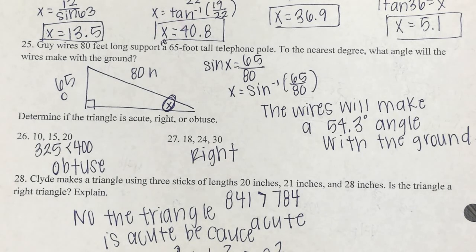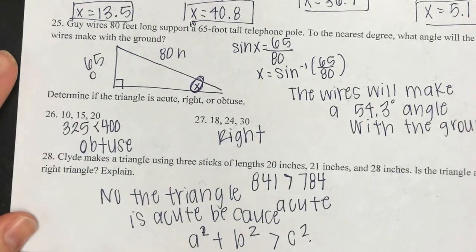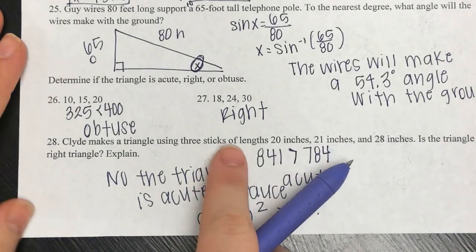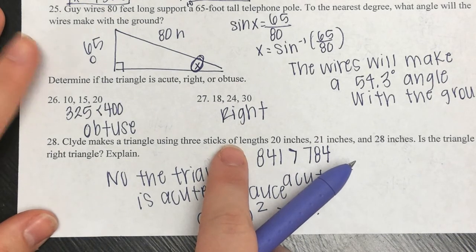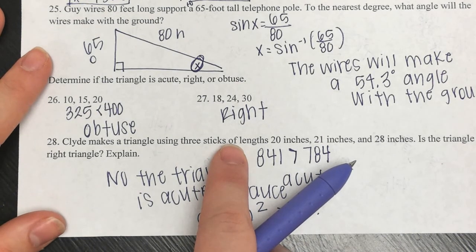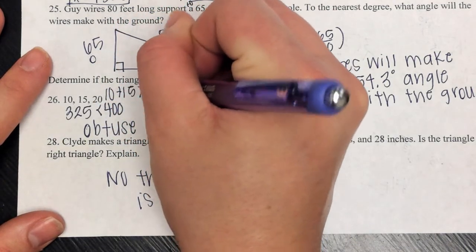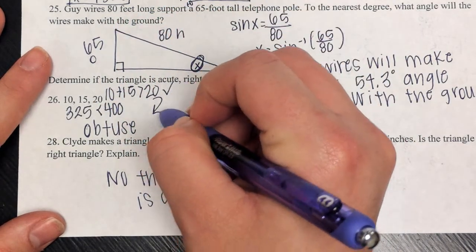Okay, and there's one more topic on this test. Remember, if it's acute, right, or obtuse, remember, there's one step that you have to take first. You have to remember if they actually make a triangle. So, is 10 plus 15 greater than 20? Yes, then you can keep going.